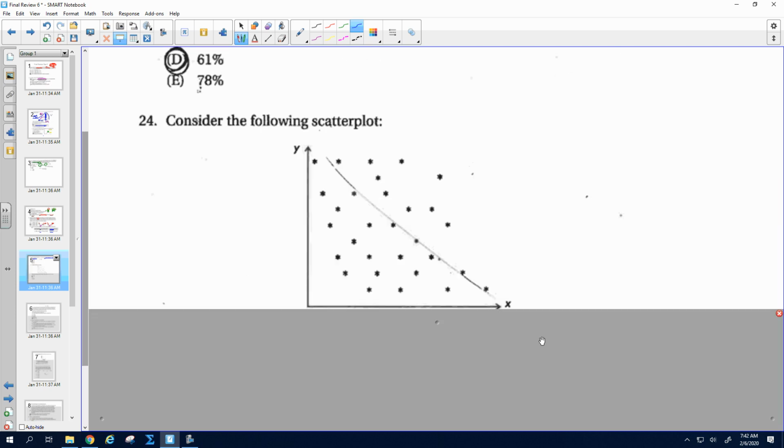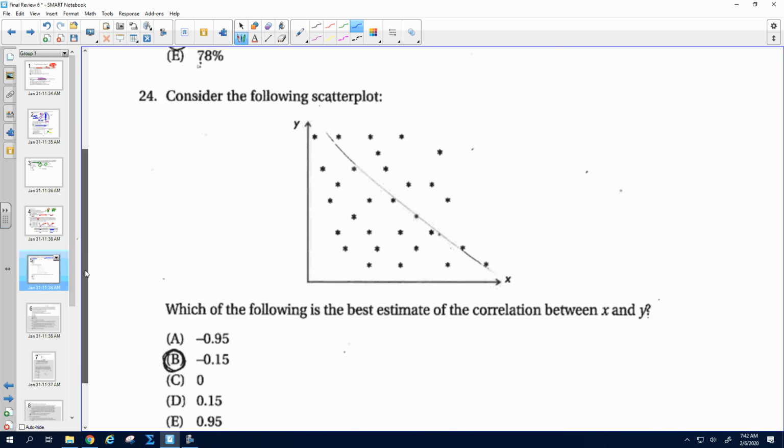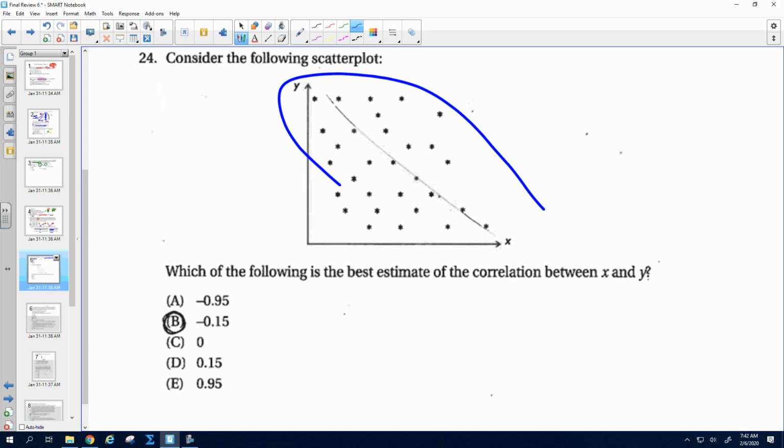All right, consider the following scatter plot. So it's not very correlated, but it does kind of have this downward tilt. And so it is B. It is not A, which would be a lot more linear. 0 is kind of tempting, but it does have some kind of negative slope happening.